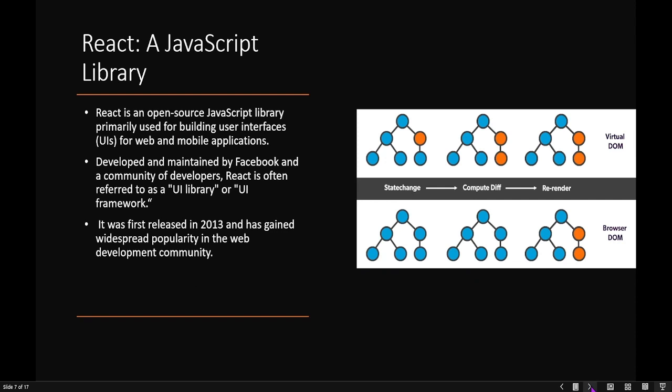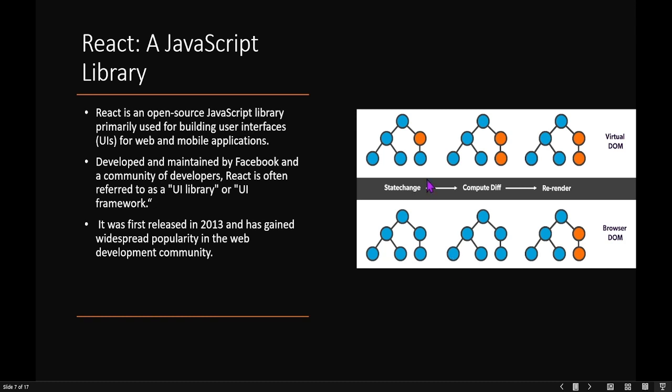React. This was the one JavaScript library which we used in the MERN stack development. React is an open source JavaScript library primarily used for building user interfaces for web and mobile applications. It is developed and maintained by Facebook and a community of developers. React is often referred to as a UI library or UI framework. It was first released in 2013 and has gained widespread popularity in the web development community.